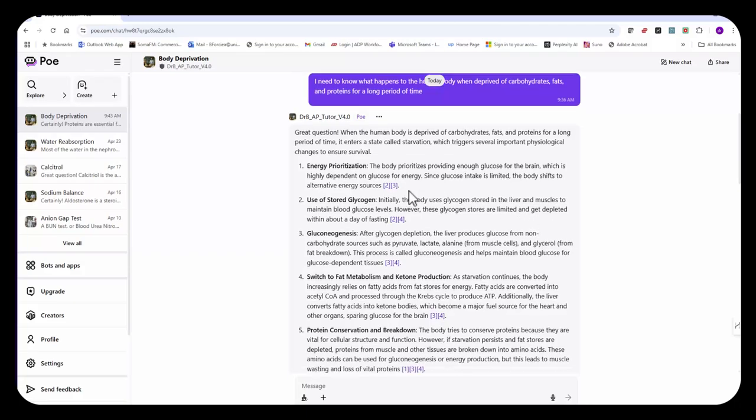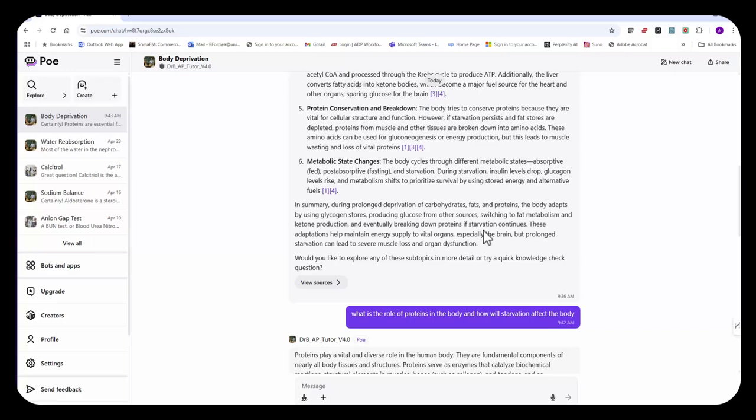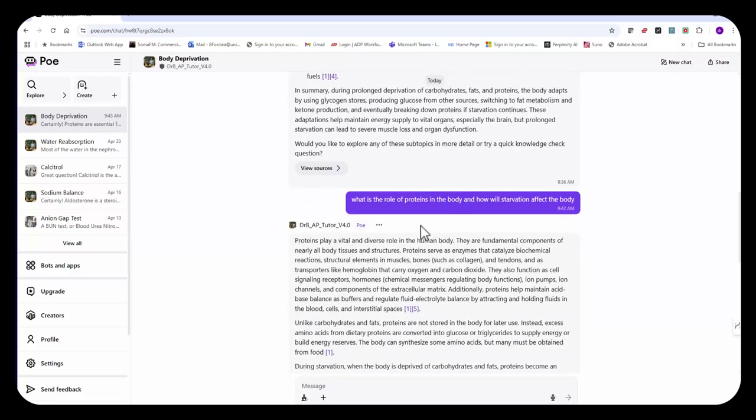What it will do then is it'll give you a really nice answer, some good information here and a nice summary. I wanted to learn more about proteins, so I asked it, what is the role of proteins in the body and how will starvation affect the body?